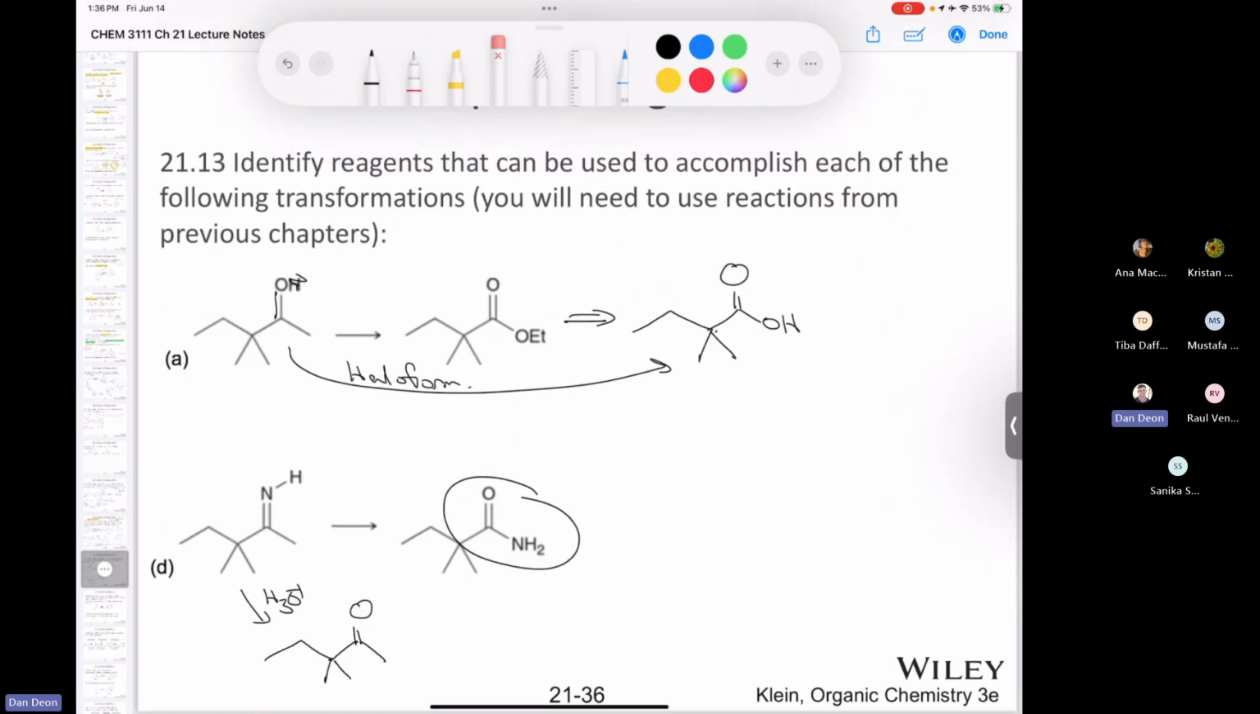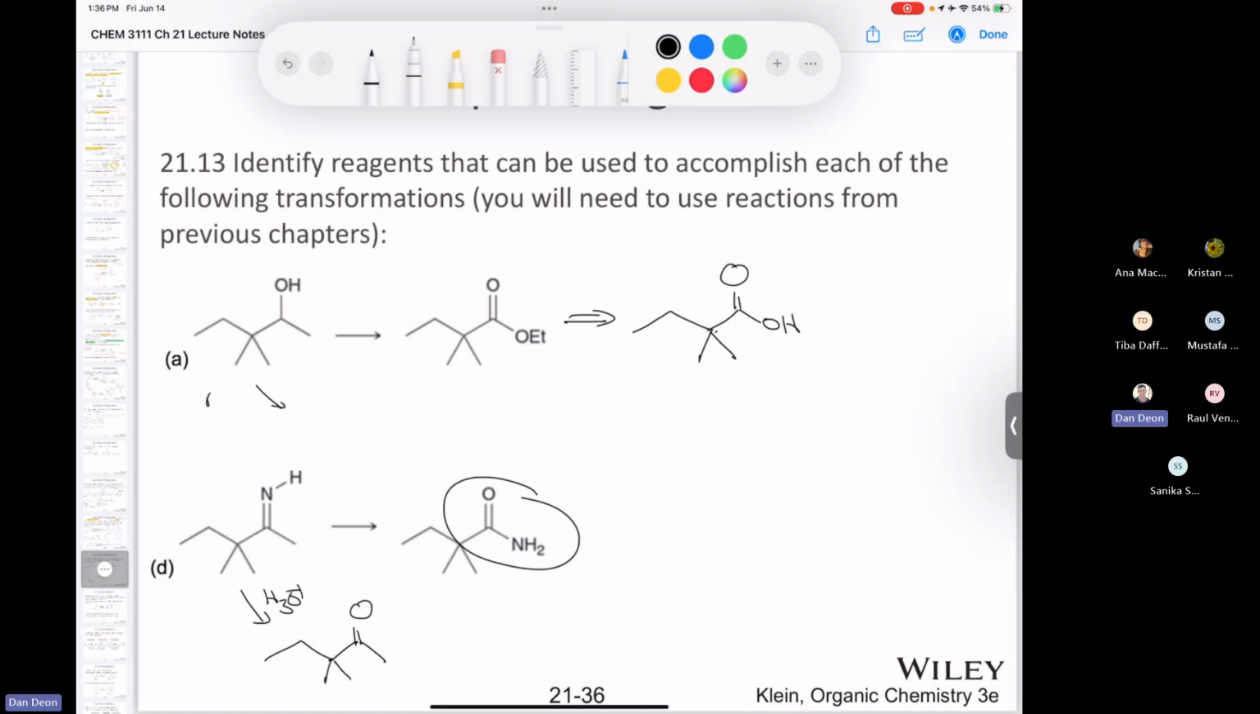Anyhow, all right, so let's take a look at these ones here. This is 21.13. So we're starting out with this alcohol, and we want to make this ester. Well, you can see that you could make that ester from the corresponding carboxylic acid. That would just be a Fischer esterification. And how would we go from here to a carboxylic acid? Well, the first item of business is going to be to convert this alcohol into a ketone.